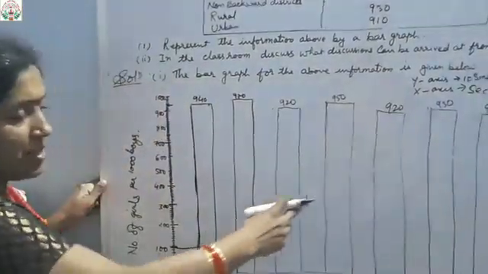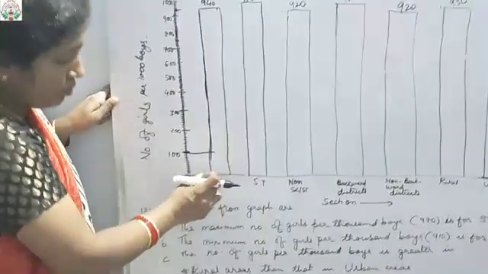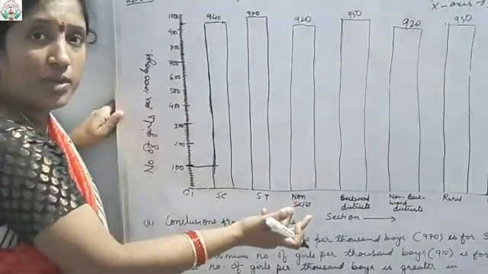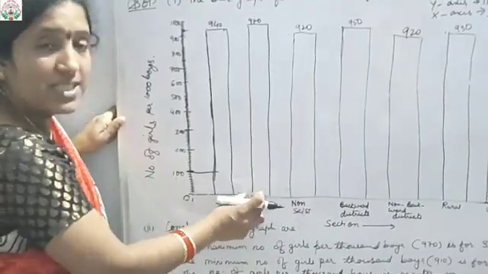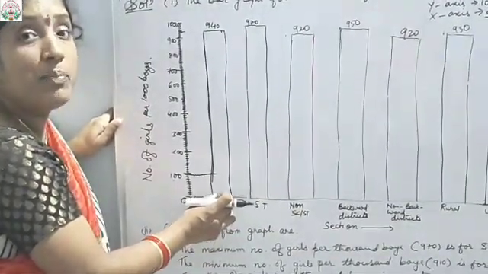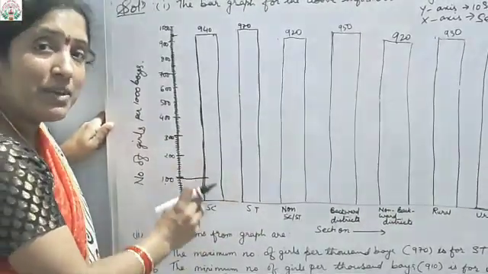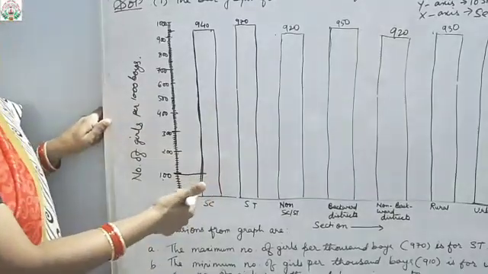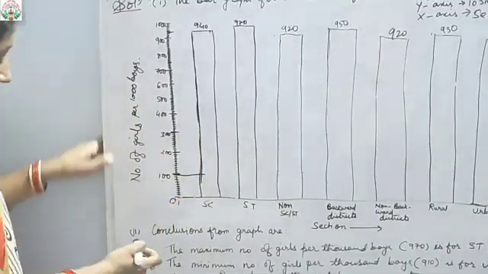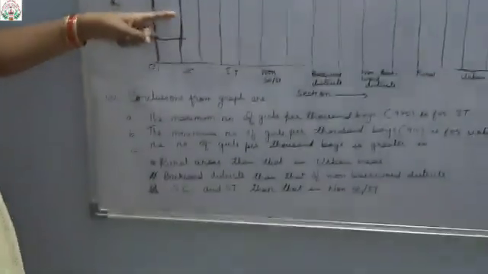Okay. So these rectangular boxes are called your bar graph, with a gap. Suppose there is no gap, it is a histogram. Gaps between these rectangular boxes means it is a bar graph. No gap, histogram. With gap, it is called a bar graph. Clear?